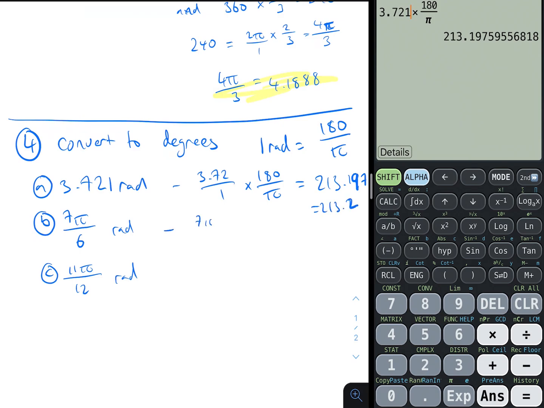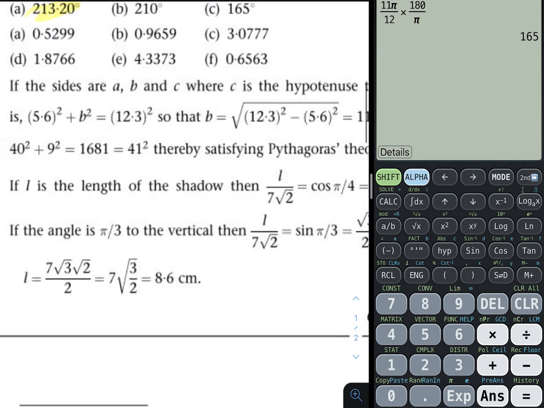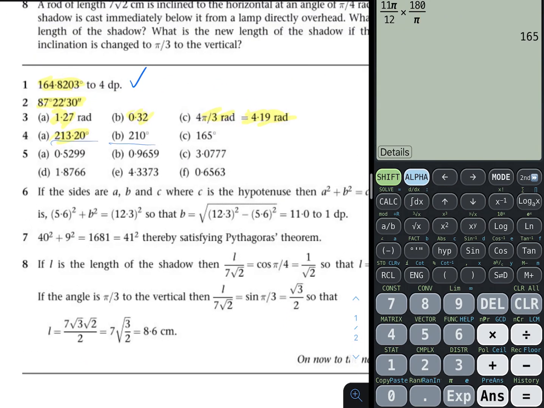The same again. So 7 pi divided by 6 times 180 over pi gives us 210 degrees. And then finally, same again. 11 pi over 12 times 180 over pi is 165. So we got 213.2, 210, and 165. If we're correct, 213.2, 210, and 165. Nice, correct, correct, and correct.